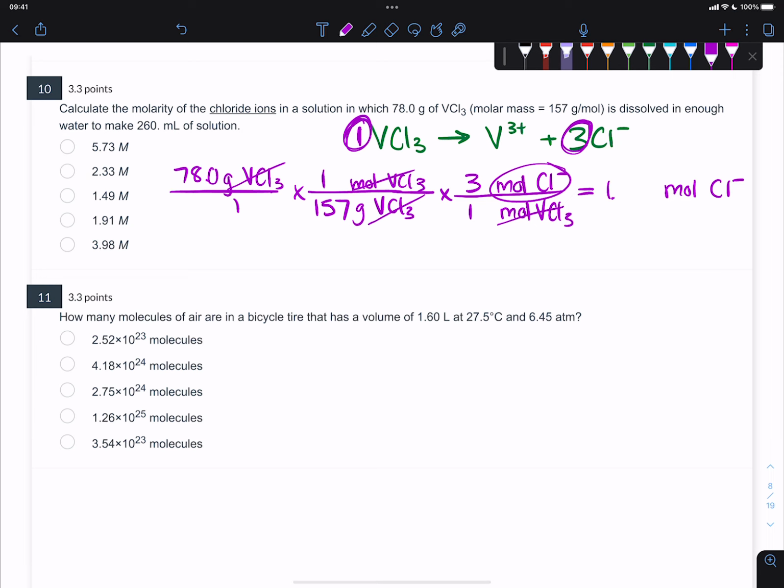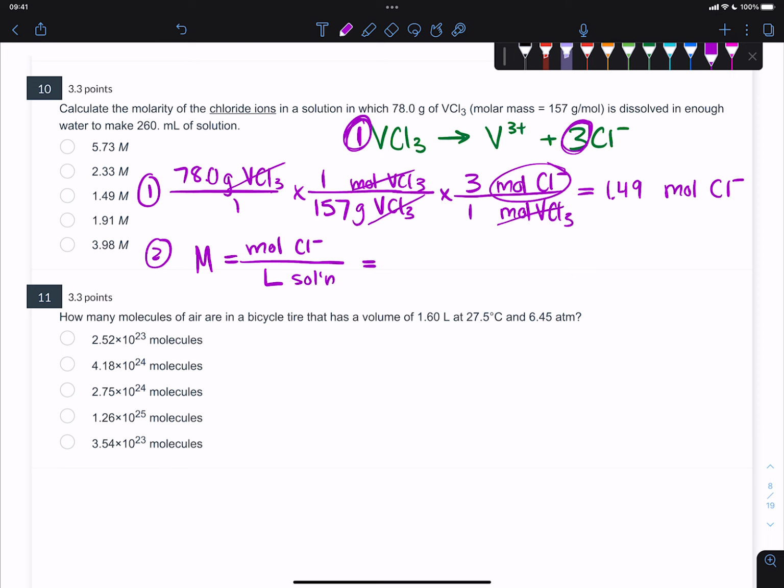I got 1.49 moles of chloride ion. That's step 1. Once you figure out the moles of chloride ion, then you need to figure out the molarity. Remember, molarity is equal to moles of the particular solute, in this case we care about moles of the chloride ion, divided by the liters of the entire solution.